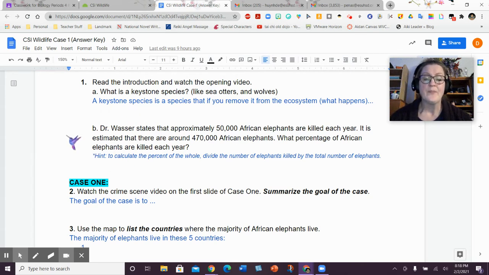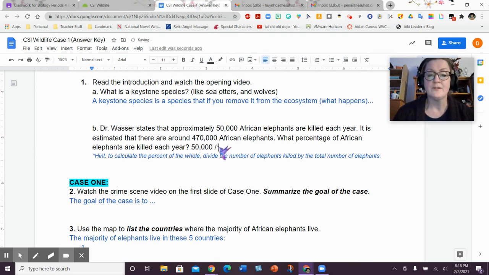The second part, we're calculating the percent of the whole. So he said that 50,000 elephants per year are killed, and there's only about 470,000. So if we do the math, I've given you a hint here that you want to divide. In order to get the percent of the whole, you divide the total number of elephants killed, which is 50,000, by the total number of elephants, period.